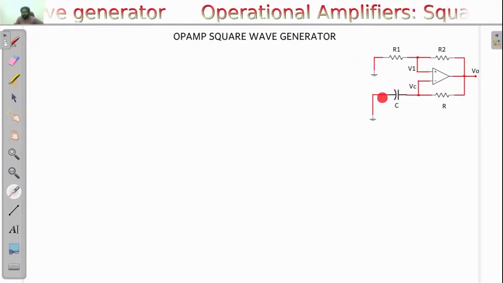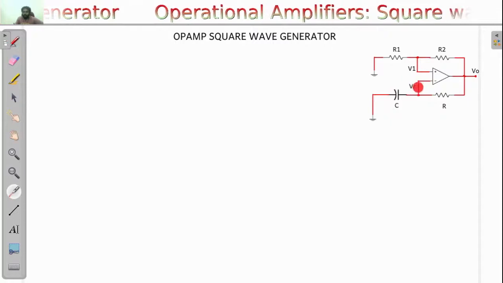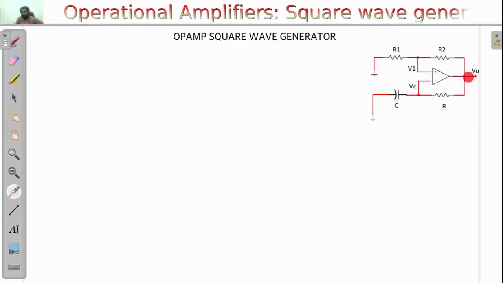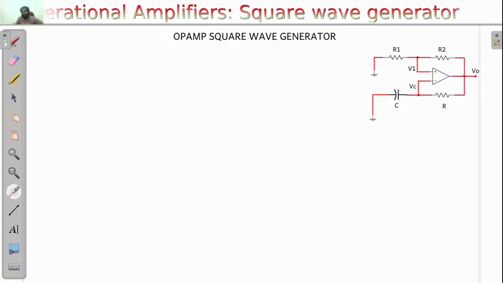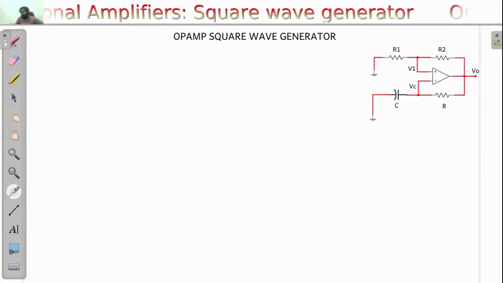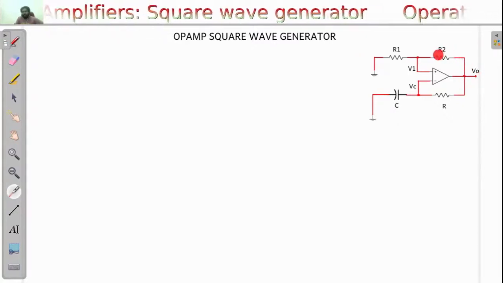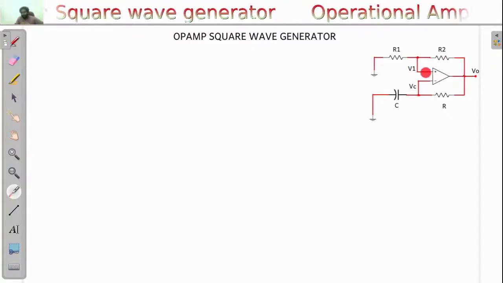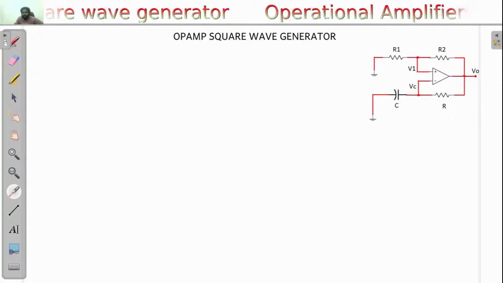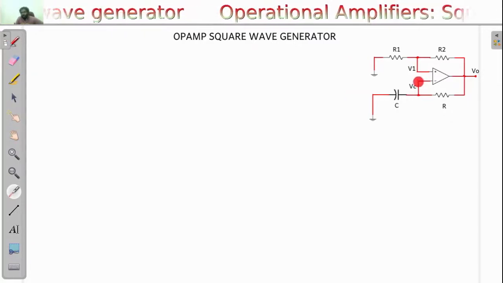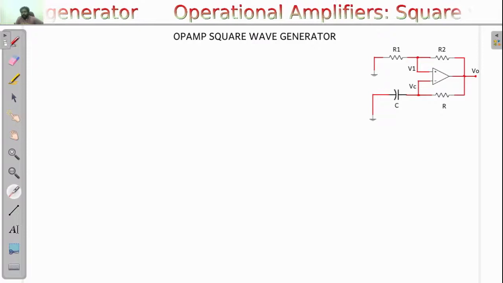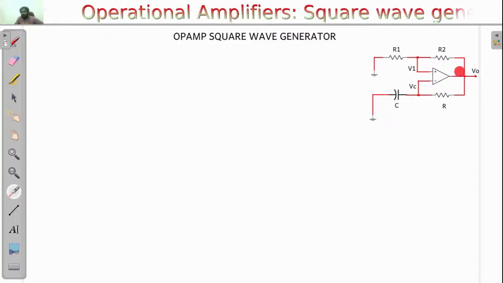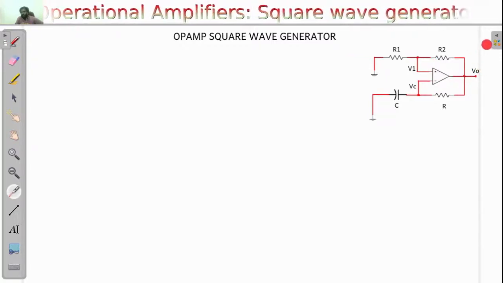Suppose your capacitor is at 0 volt. So the inverting terminal is at a potential equal to 0. But due to the output offset voltage, there can be stray voltages like that. Suppose the output offset voltage is a positive voltage, then that will generate a small positive voltage at V1, at the non-inverting terminal. So V1 is at a slightly higher potential than Vc. The non-inverting terminal has higher potential than the inverting terminal. This will drive the output of the op-amp to positive saturation.